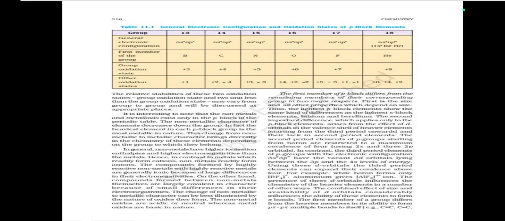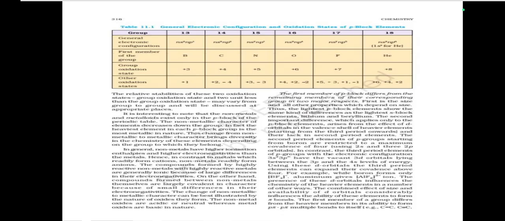The change from non-metallic to metallic character can be best illustrated by the nature of the oxides they form. The non-metal oxides are acidic or neutral, whereas metal oxides are basic in nature.